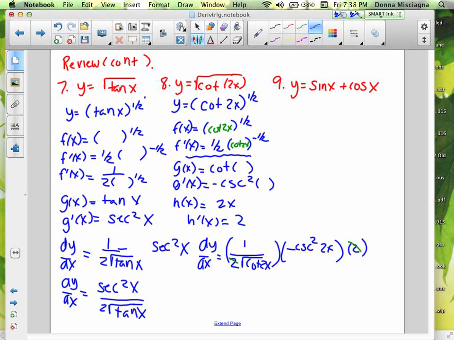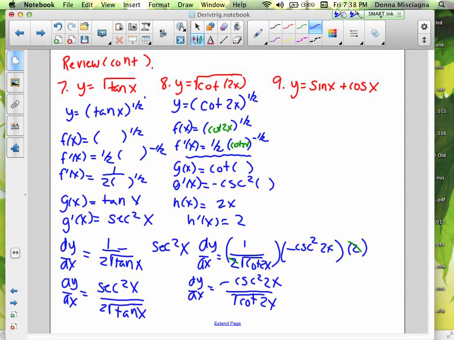And so we'll have dy dx is, we have a negative cosecant squared 2x in the numerator there, and in the denominator, we have the square root of cotangent 2x, and there is our derivative. Okay, so yeah, they look a little bit alike, don't they? Except for a sign, but because it was a 2x instead of an x, a little bit different coefficients there.